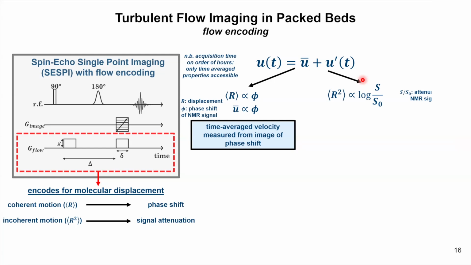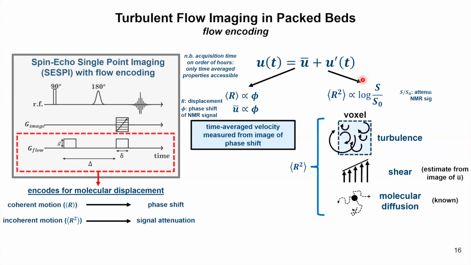Now, actually, our R squared, average R squared variance term is going to be made up from several different components. It'll be made up from the turbulence, which we want to measure, want to extract, but also from the shear and the molecular displacement. But if we know what the fluid is, we know our molecular displacement, we can estimate the shear from our velocity image, and so we can actually then back calculate out what the R squared term is due to the turbulence itself.